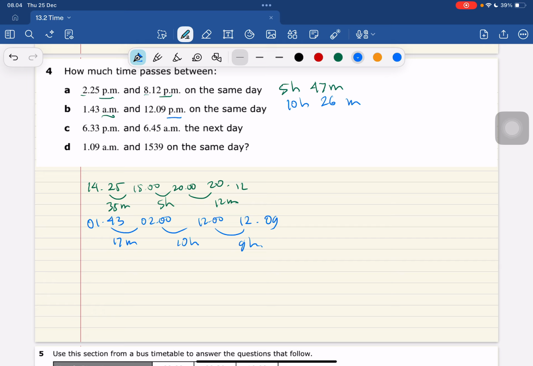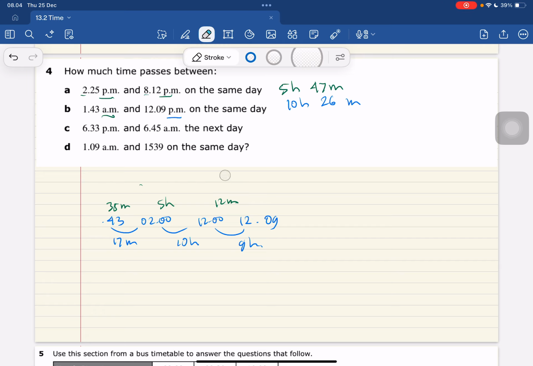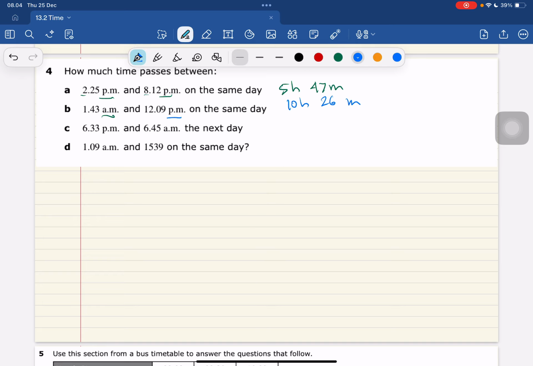This is the next day. Okay. 6 p.m. means 18, so we write 18:32. Next day is 6:45. So here let us make it into hours, which is 19 o'clock. So how many minutes are there? So there are 27 minutes.